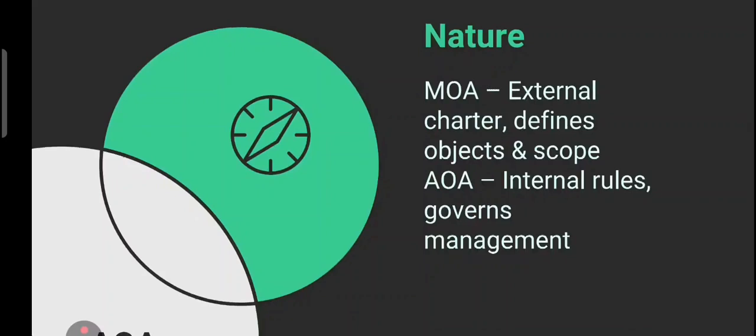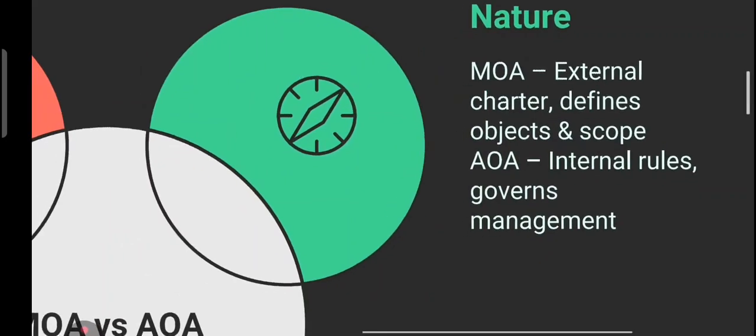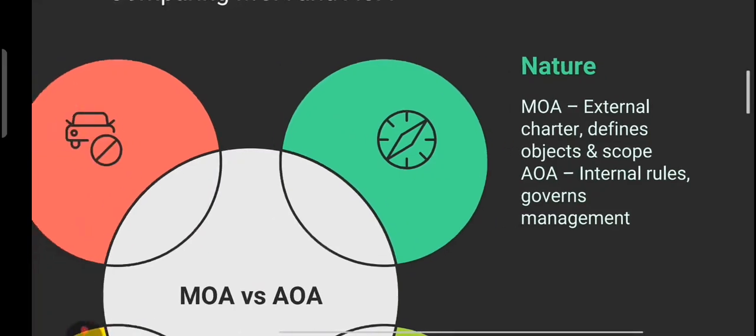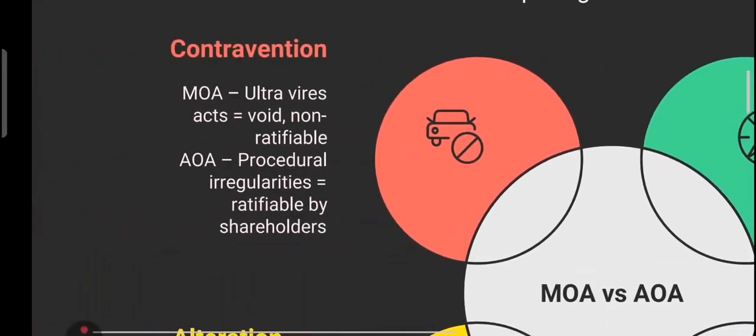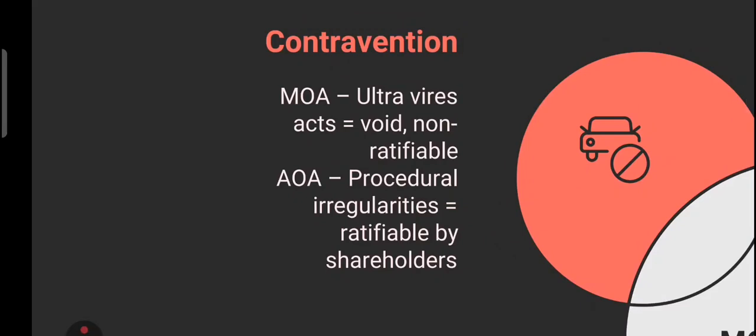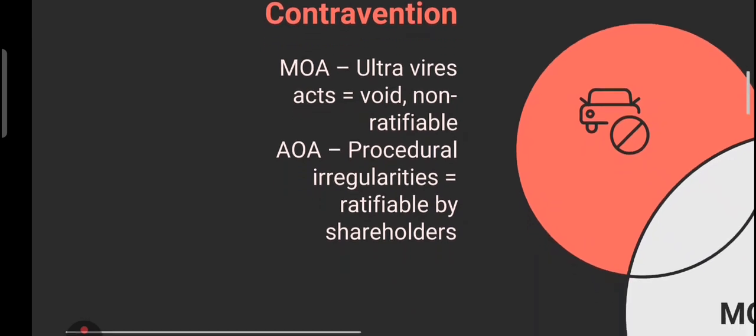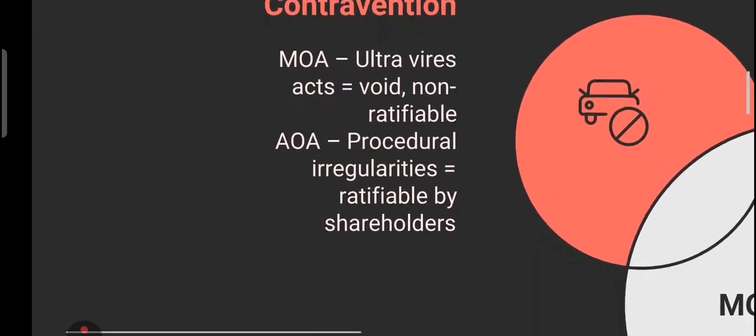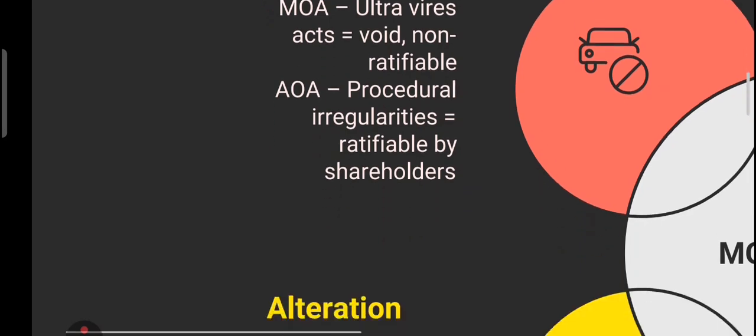But AOA is the rule book. It controls how the company is run from inside, right? So that is the point: rule book, AOA; MOA is like the birth certificate. Then we have the contravention. Try to understand. If the company does something beyond MOA, it is invalid and it can't be fixed. But if you break the AOA rule, it is not that serious. Shareholders can approve and fix it. But if the company breaks MOA, it is ultra vires. It is invalid. It can't be fixed.